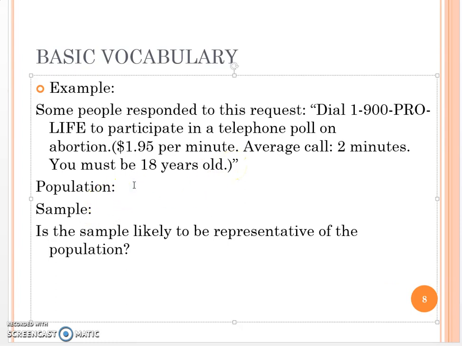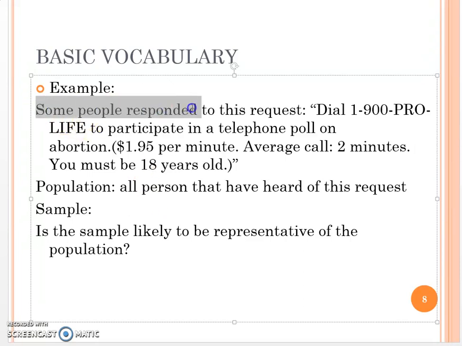So the population here will be all the people who have heard about this request, while the sample would just be, which people? The people that responded, right? The respondents to the request.